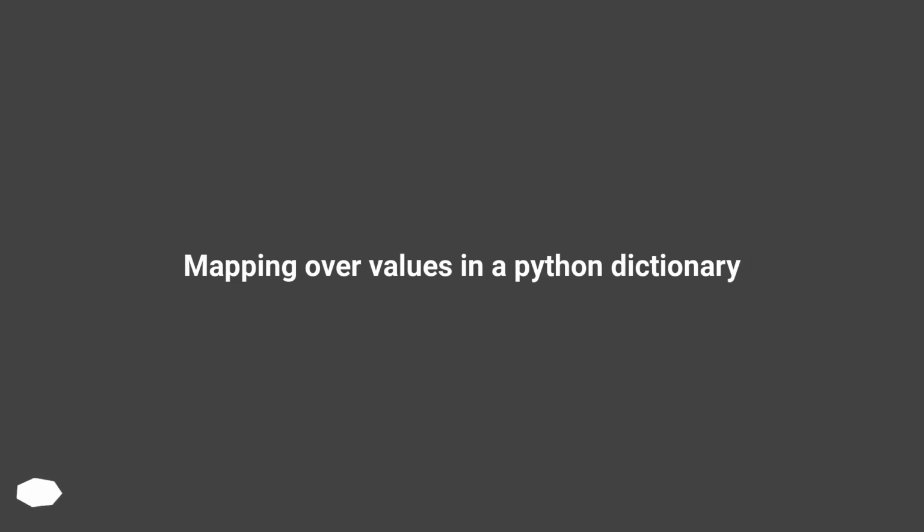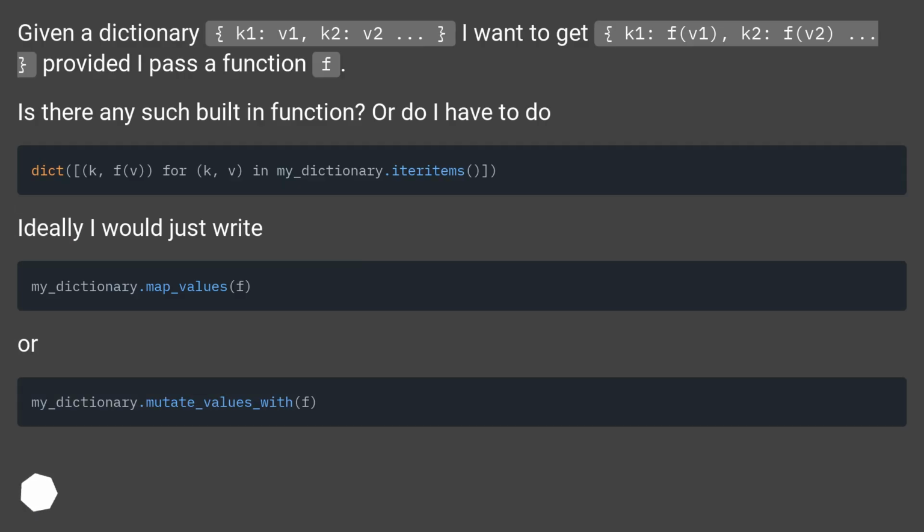Mapping over values in a Python dictionary. Given a dictionary, K1: V1, K2: V2 ..., I want to get K1: FV1, K2: FV2 ..., provided I pass a function f. Is there any such built-in function? Or do I have to do this?